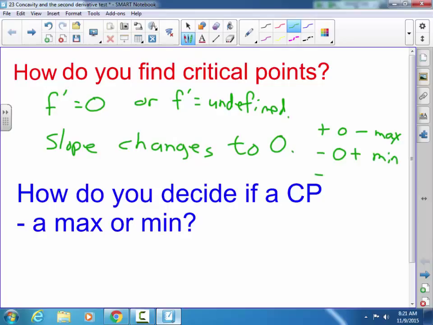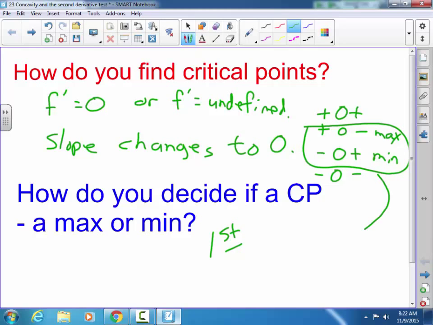What if it's negative, then 0, then negative? It's neither one. It's not a max or a min. It just does it. What if it's positive, then 0, then positive? Same thing, okay? So that's a possibility for it to happen there. And all of those same scenarios with the undefined part of it, okay? And now, by looking at this, we use the first derivative test and these two scenarios right here to determine if it's a max or min.